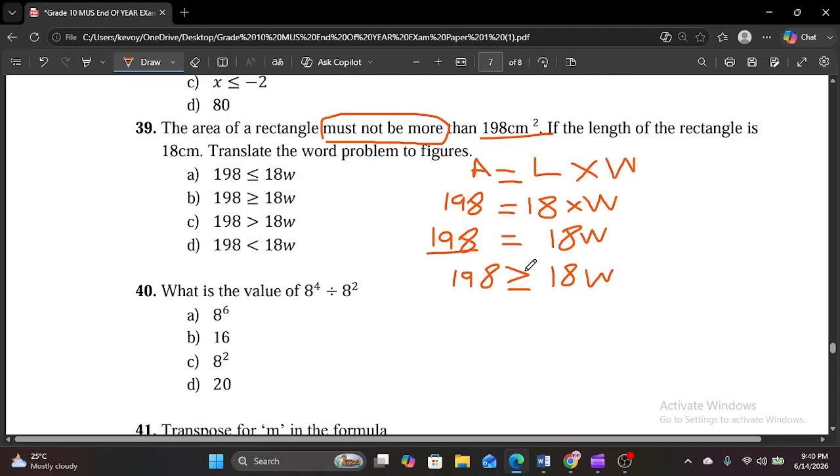So this is what it should look like. So the answer right there is B. So it should be 18W, length times width, less than or equal to 198. So that would be the answer for that question right there. All right, so moving right along.